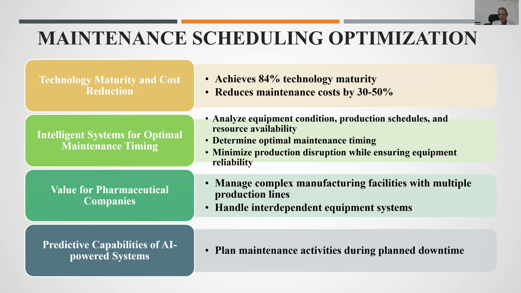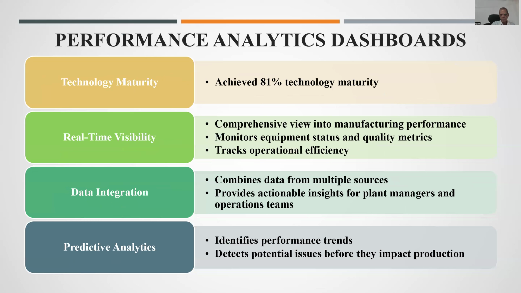Analyzing equipment conditions, matching with the production schedule and resource availability can really play an important role. Optimal maintenance timing will be scheduled, and that will reduce the production disruptions. That's a big advantage which almost each and every company is looking at today. So the manufacturing facilities and multiple production lines are maintained with minimum breakdowns and optimum utilization of the equipment systems. So planned activities will help in maintaining activities and reducing the downtime.